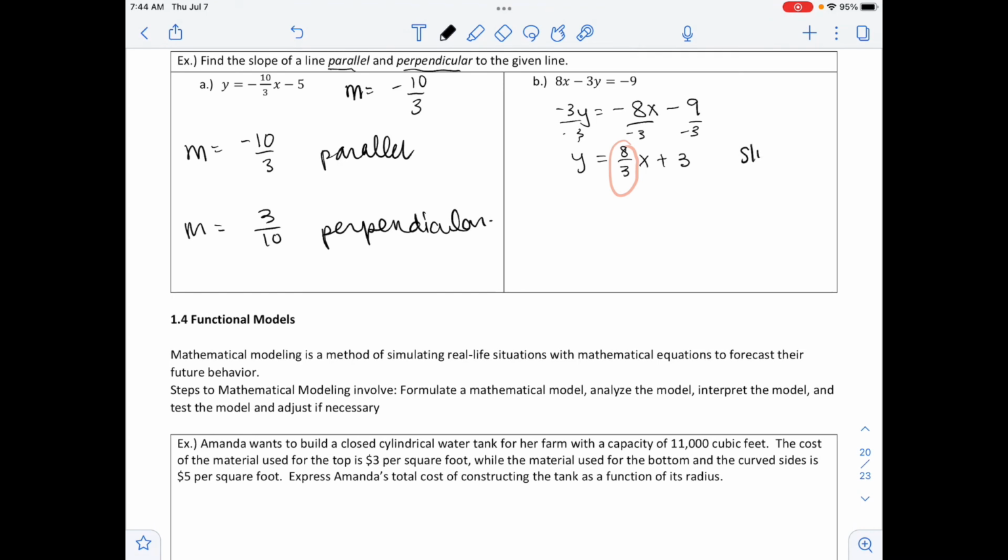So slope is 8/3. So parallel slope, we would have the same. 8/3 would be for parallel. And for perpendicular, we're going to take the reciprocal and change the sign. So it's going to become negative 3/8, and that's going to be for our perpendicular slope.